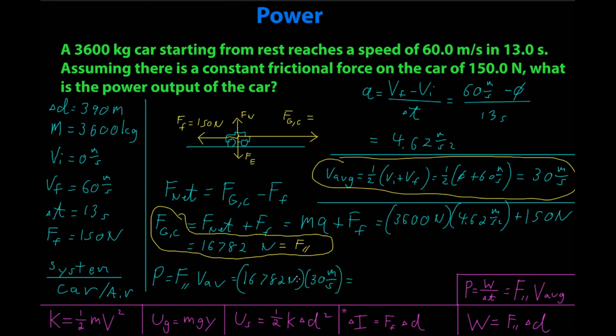Now, if you look at the units, it's newtons times meters per second, which is joules over seconds, which is 5.03 times 10 to the 5 watts, or joules per second. So I get the exact same answer we got using the other method.